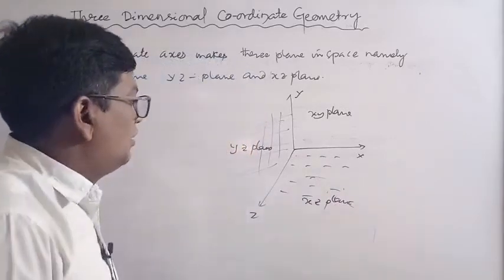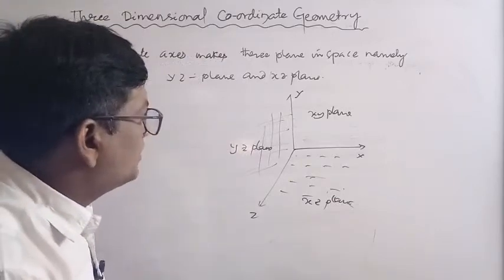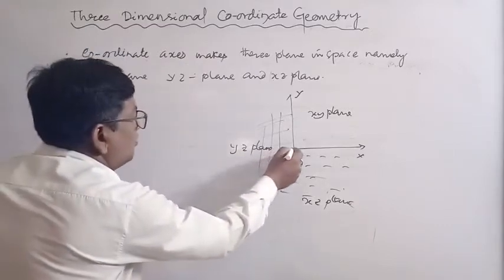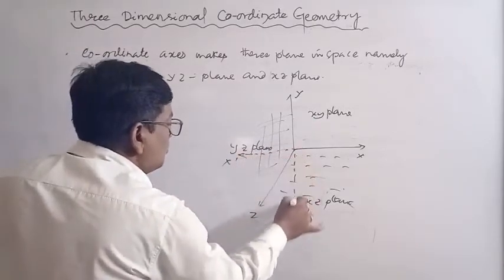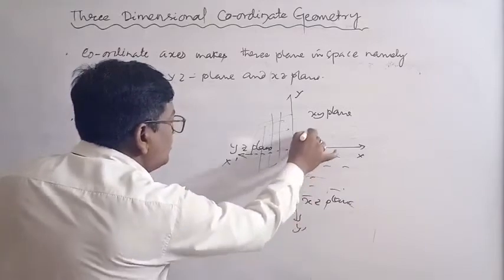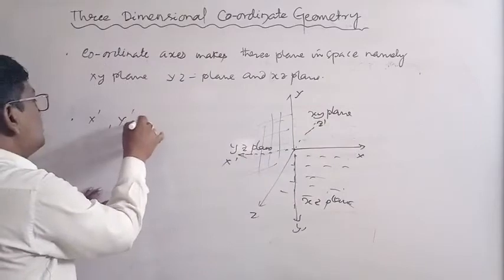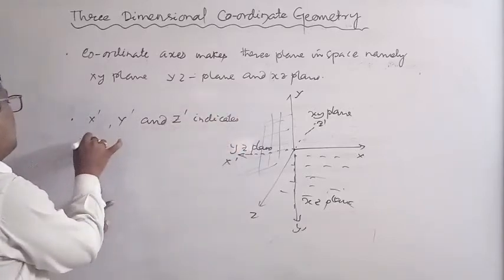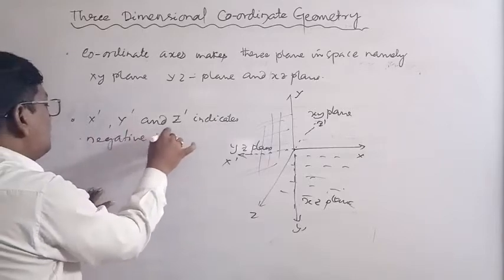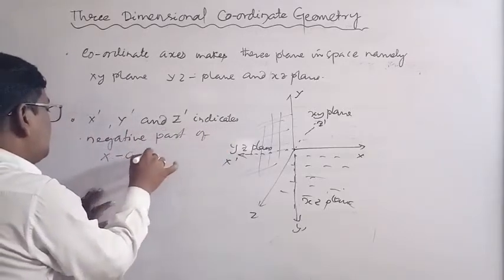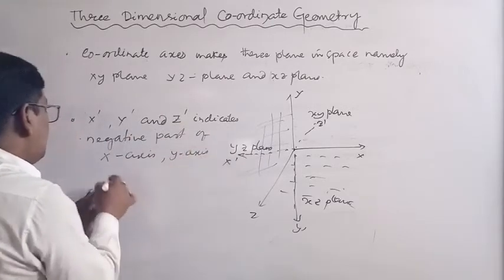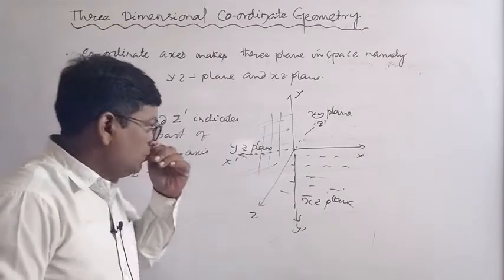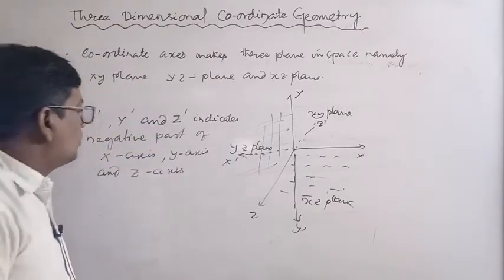Clear? X dash, y dash and z dash indicate the negative parts of the x-axis, y-axis and z-axis. Suppose this is x dash, this is y dash, and this is z dash. They indicate the negative part of the x-axis, y-axis and z-axis.